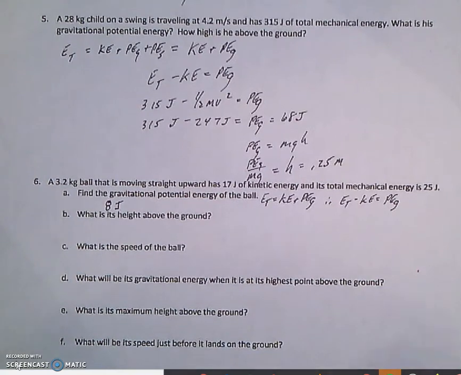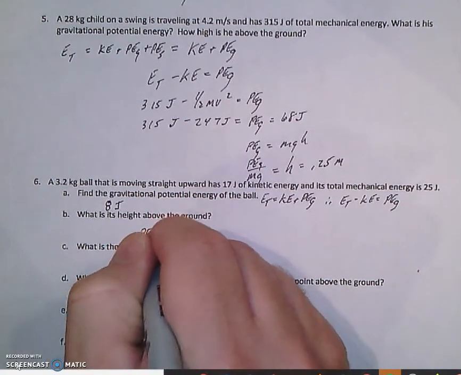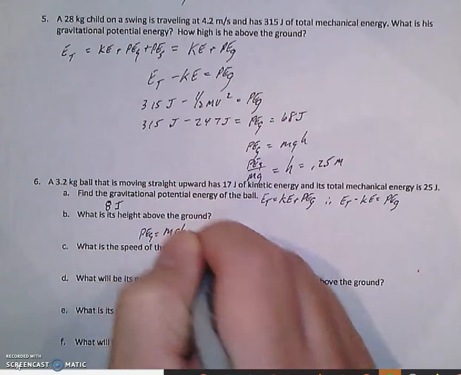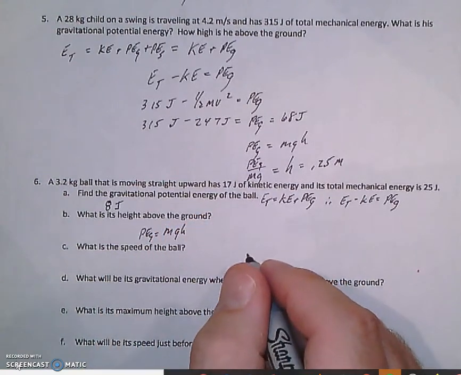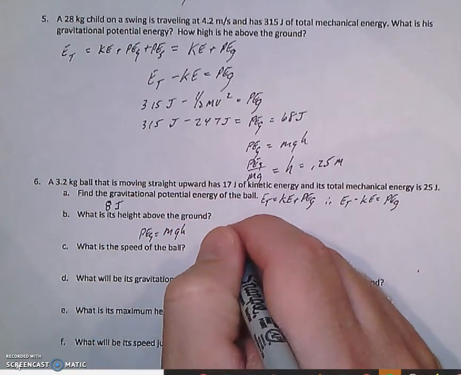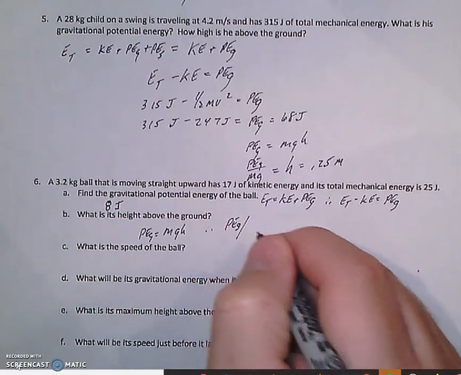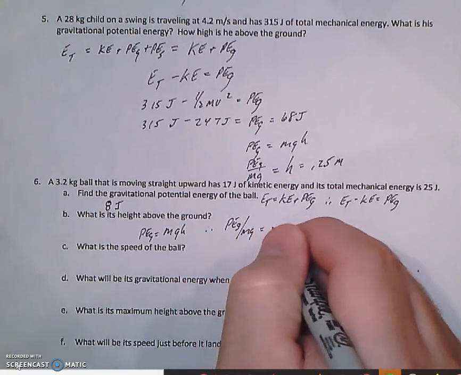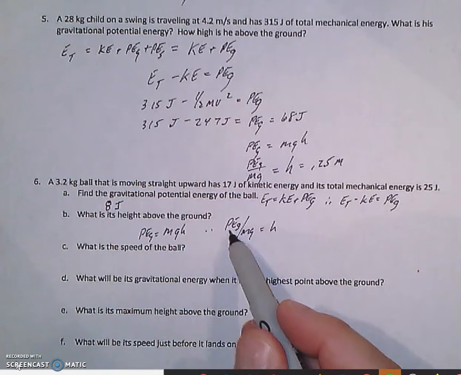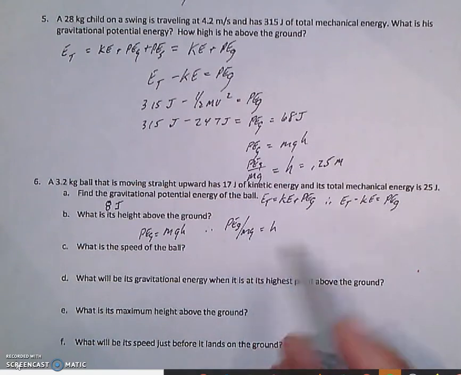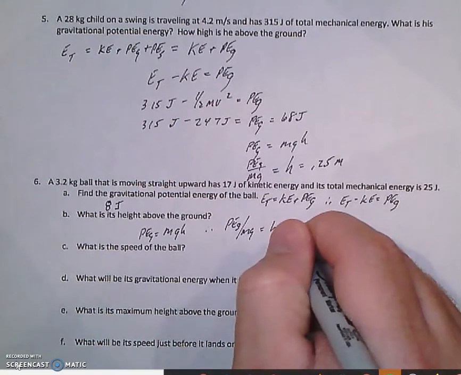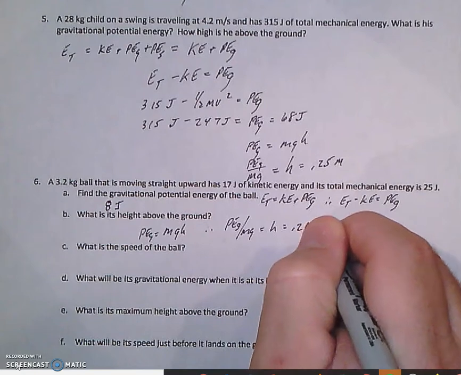Well, that 8 joules, gravitational potential energy equals mgh, which means the potential energy due to gravity divided by m times g is equal to h. So 8 divided by 3.2 times 9.8 gives us a height of about 0.26 meters.